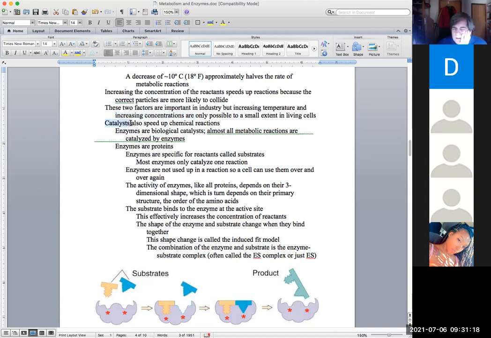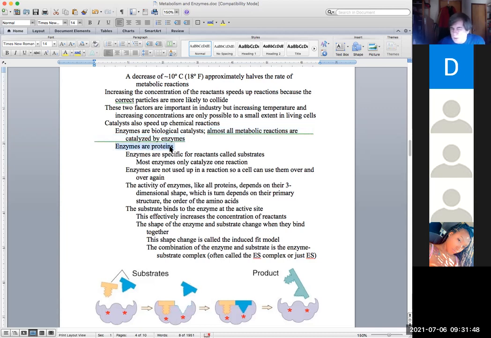What works better is something like a catalyst. Catalysts speed up chemical reactions, and they're used in a lot of industrial processes. Now, we're going to focus on enzymes. Enzymes are biological catalysts. And almost every metabolic reaction, there's only a half dozen examples that I can think of out of thousands. Almost every metabolic reaction is catalyzed by an enzyme.